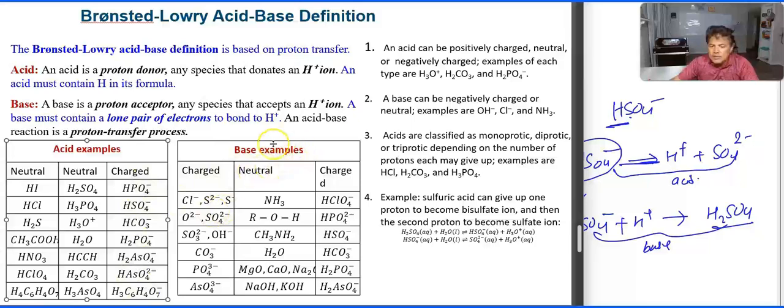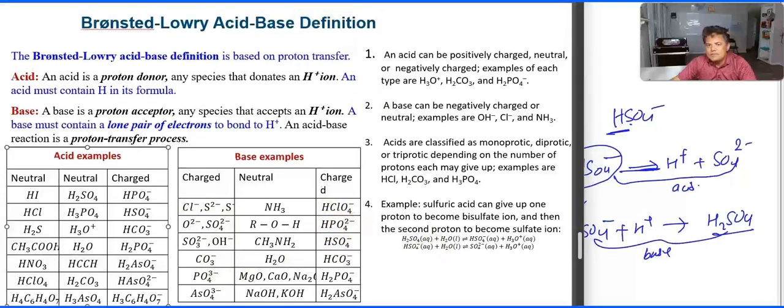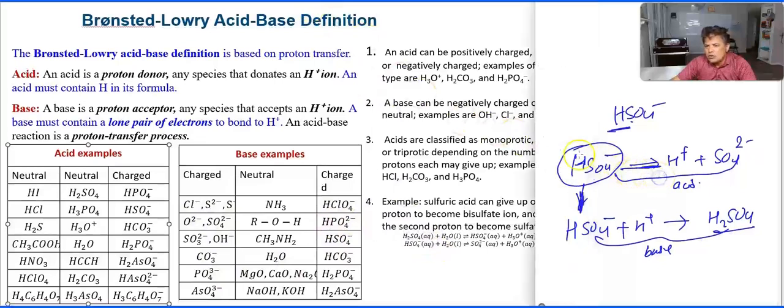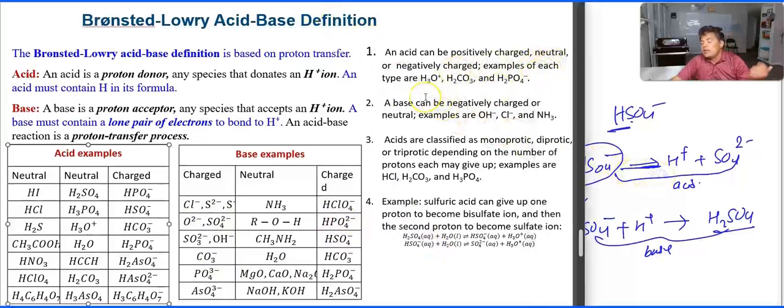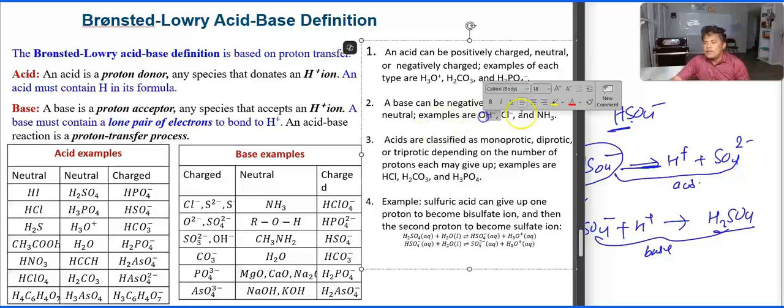Okay, so similarly, base examples, look at that here. These all with minus charge are bases. But simultaneously HClO4−, HPO4 2−, they are acids also, bases also. Okay. So now an acid can be positively charged, neutral or negatively charged. Look at that, an acid can be positively charged, H3O+; neutral, H2S; or negatively charged also. A base can be negatively charged or neutral. It cannot be positively charged, right? But it is neutral or negatively charged. You see, OH−, Cl−, NH3, they are neutral or negatively charged.